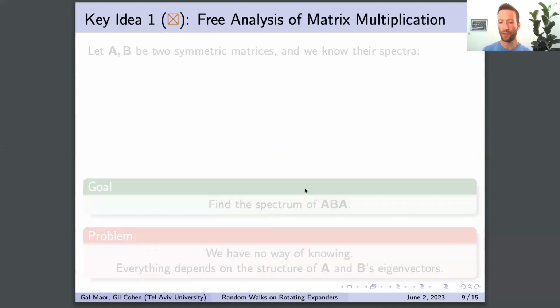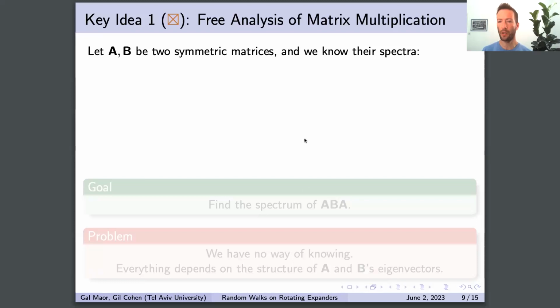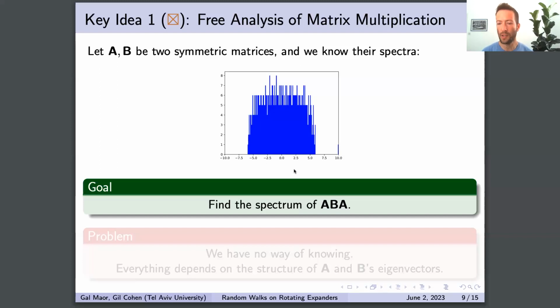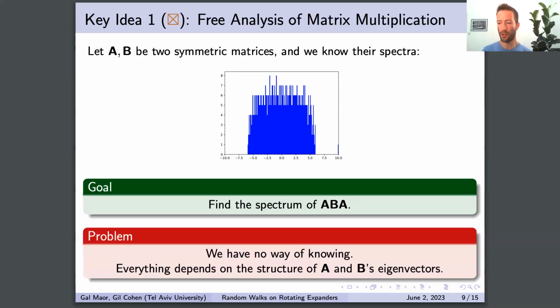So here's the first key idea for the usage of free probability. Assume you have 2 symmetric matrices, A and B, and we know what their spectrum looks like. This is a histogram of an actual spectrum of a 600 vertex 10 regular graph. And assume A and B both have this spectrum. And what I ask you to do is find the spectrum of the product ABA. The problem is that this is an impossible task.